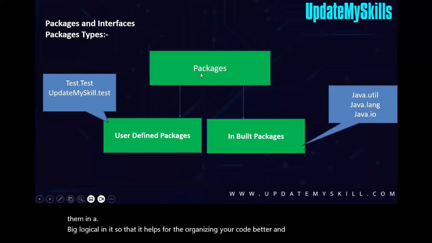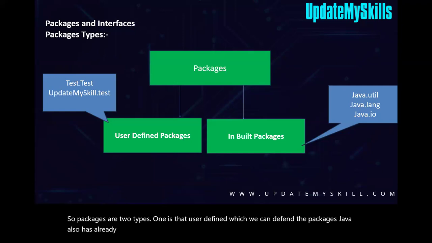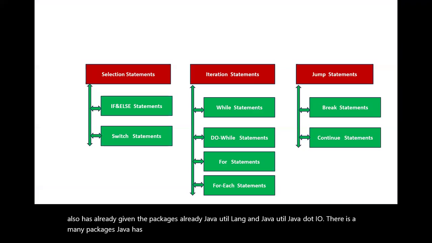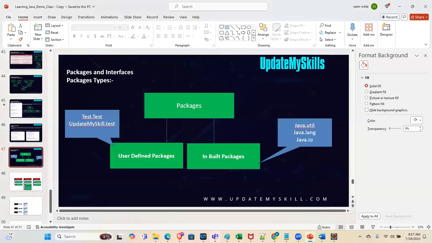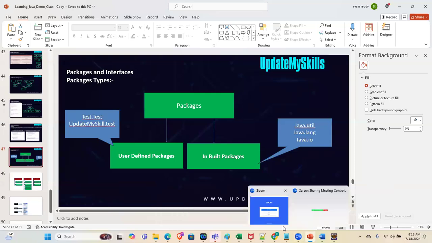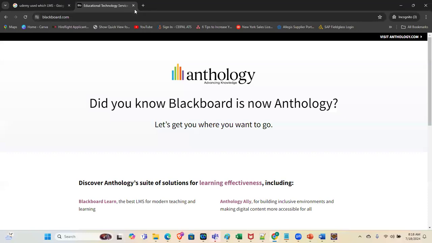So packages are of two types. One is user defined, which we can define ourselves. Java has also already given us packages: java.util, java.lang and java.io. There are many packages Java has already provided. If you go to the Java API, you might not have noticed it. Let me go to this one and I will explain it to you.